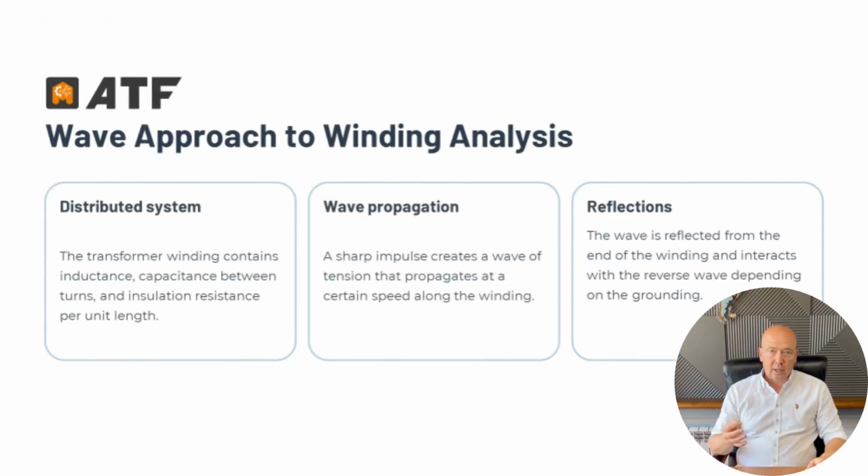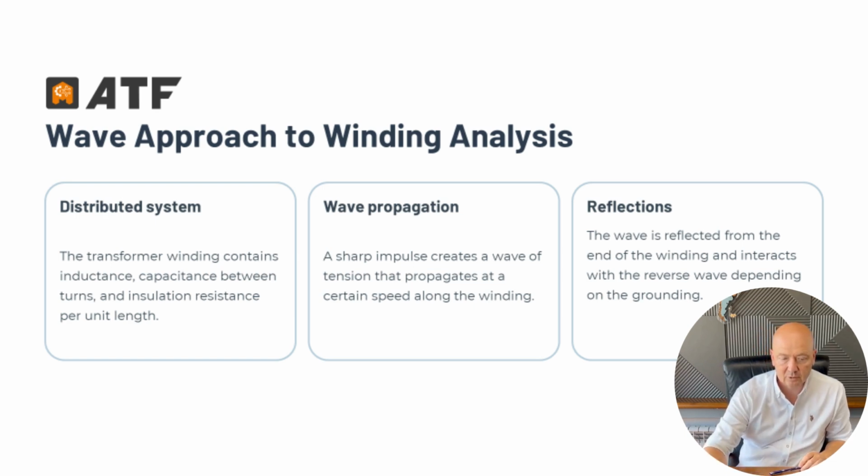The transformer winding is a distributed system characterized by inductance per unit length, capacitance between turns, insulation resistance and conductance. When a steep impulse occurs, a voltage wave travels along the winding at a certain speed, reflects from the winding end depending on grounding, and interacts with the wave traveling in the opposite direction.